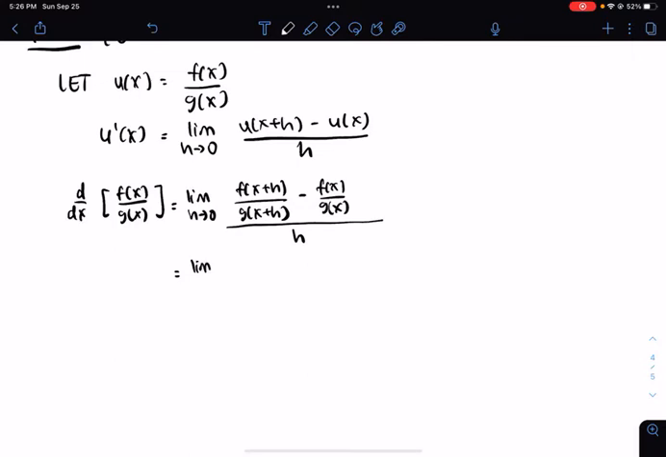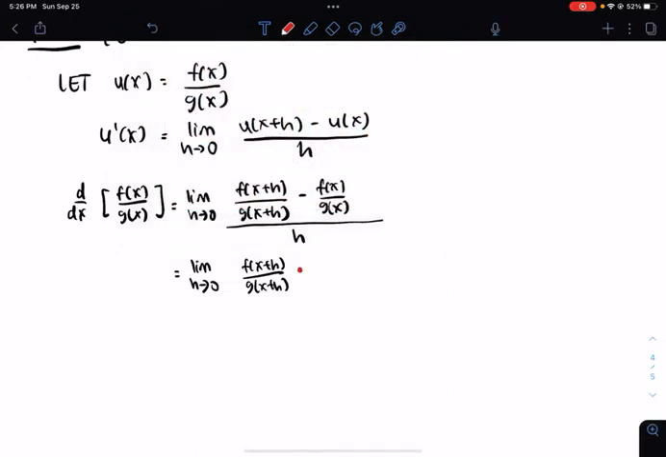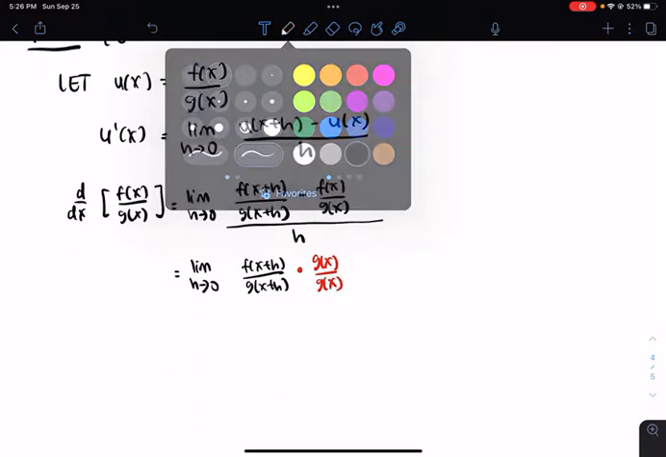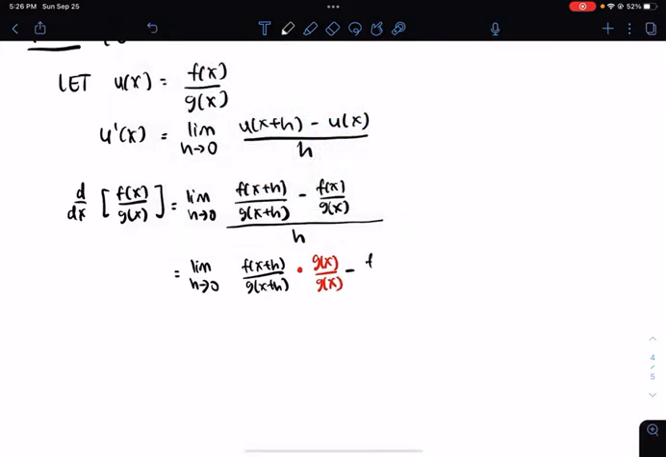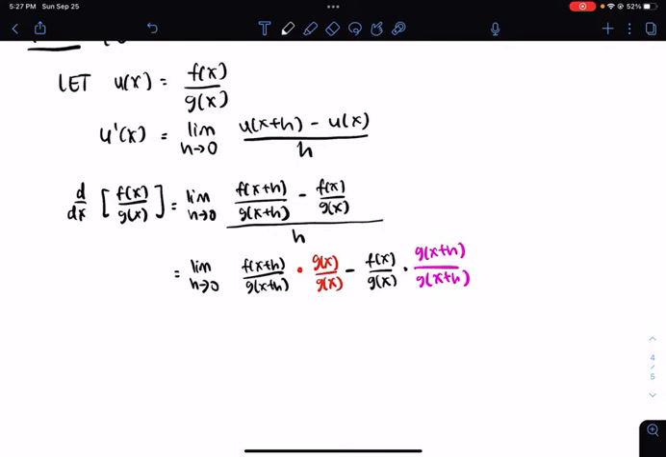So we're going to make the denominator the same, right? So I'm going to multiply the left term with g of x over g of x. And the right term, I'm going to multiply it with g of x plus h over g of x plus h. So now the denominator will be the same, over h.